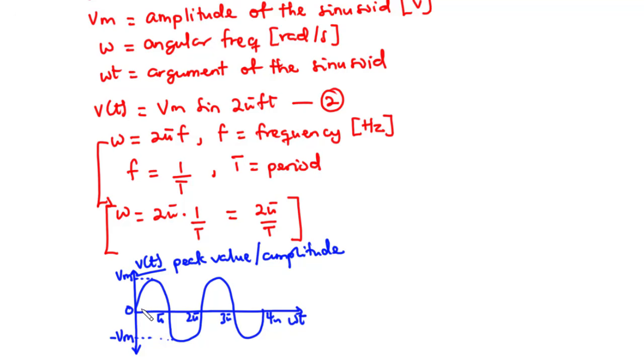Now looking at this graph, you realize that the signal repeats after every 2 pi. So from 0 to 2 pi is one complete cycle. From 2 pi through to 4 pi is also another complete cycle. And the duration of a complete cycle is what we call the period of the signal. So the period of this sinusoid is equal to 2 pi.